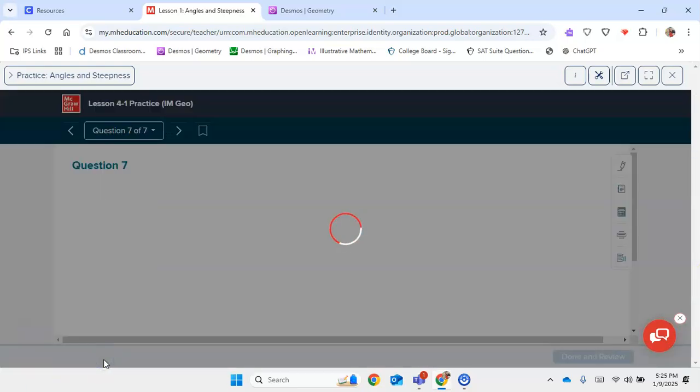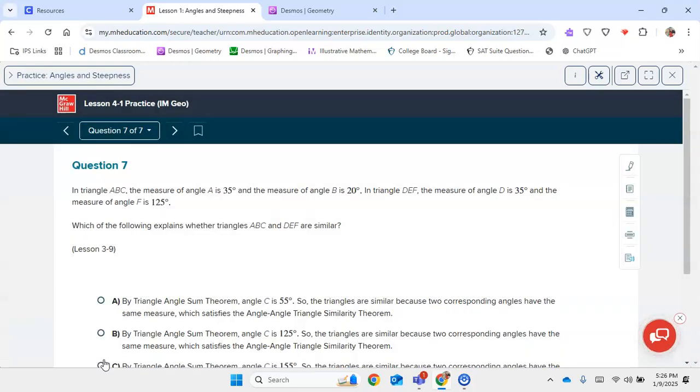Question 7. In triangle ABC, the measure of angle A is 35 degrees, and the measure of angle B is 20 degrees. In triangle DEF, the measure of angle D is 35, and the measure of angle F is 125. Which of the following explains whether triangles ABC and DEF are similar? Well, if A and B are 35 plus 20, 35 plus 20 plus 125 is 180.